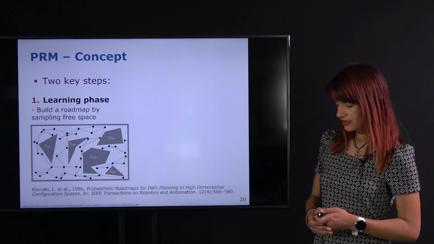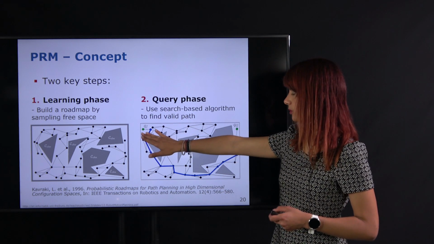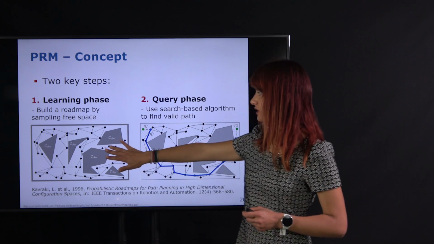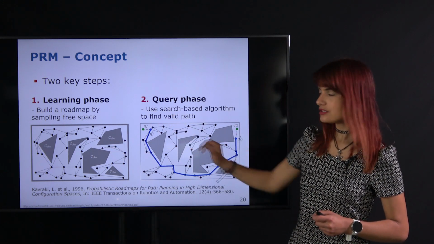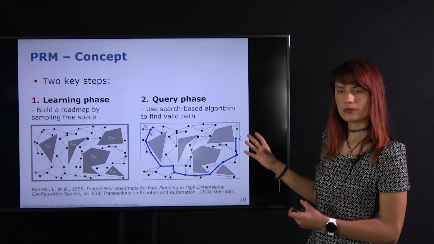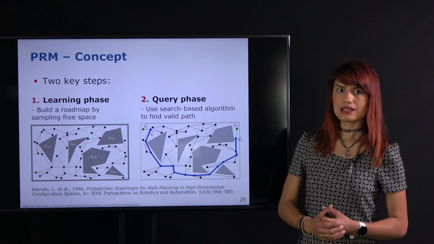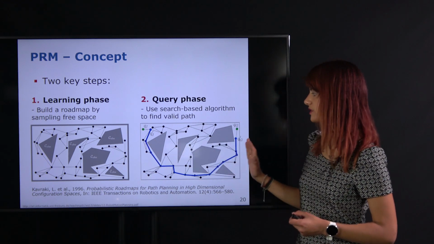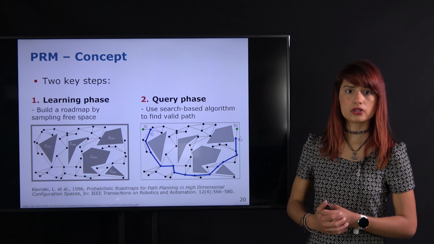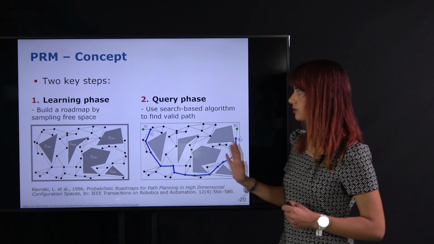And in the second phase, we specify our start and a goal configuration. So for example, here on the top left and on the top right. And given this roadmap, we can just add them by creating an additional edge. And then we have a discrete representation of our environment, and we can use a search-based algorithm, for example, Dijkstra or A star, in order to find a path from the start to the goal. And this would be, in this representation, for example, if we use A star, the shortest possible path, depending on how our roadmap looks like.